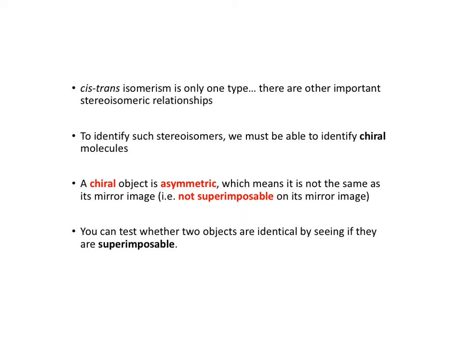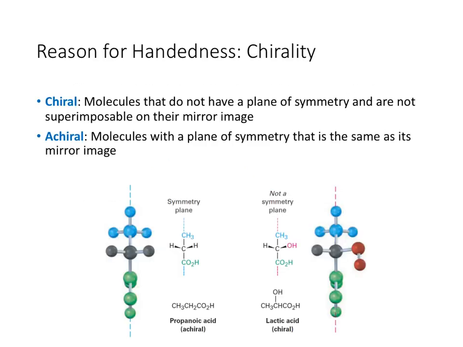So what do I mean by chiral? A chiral object is asymmetric, which means it is not the same as its mirror image. And you can test whether two objects are identical by seeing if they are superimposable. The classic example of this are your right and left hands. They are mirror images, but you can't superimpose them one on top of the other. The thumbs won't line up. So chiral molecules do not have a plane of symmetry and are not superimposable on their mirror image. Achiral molecules do have a plane of symmetry.